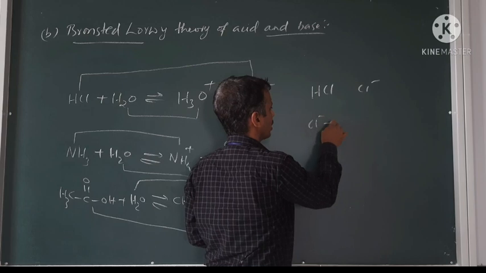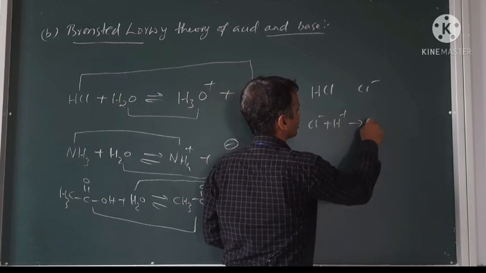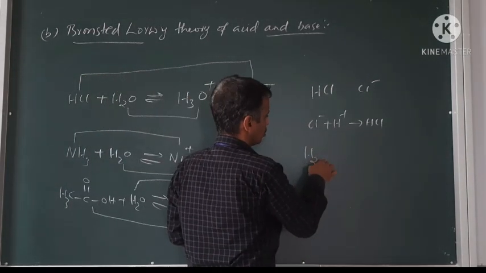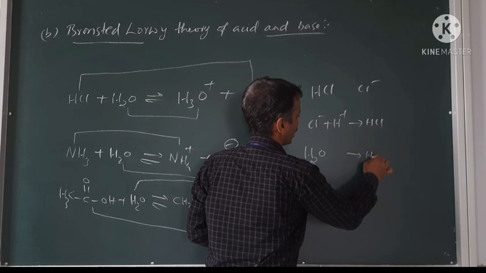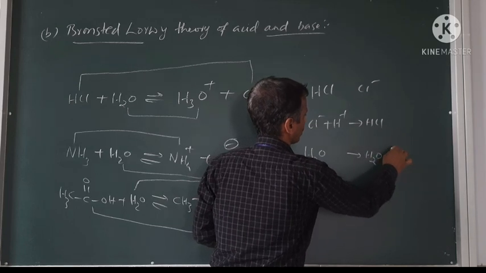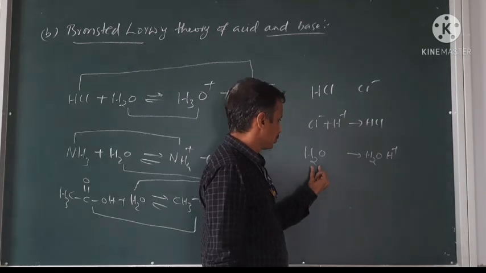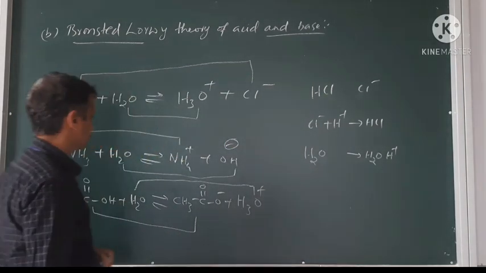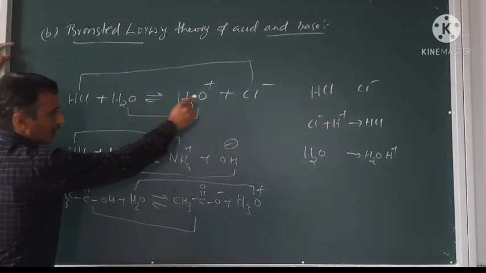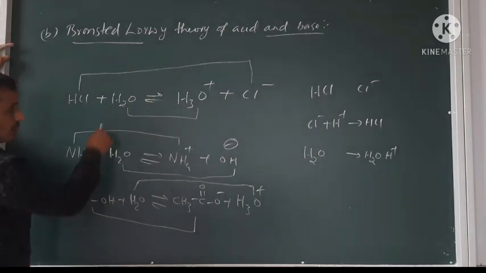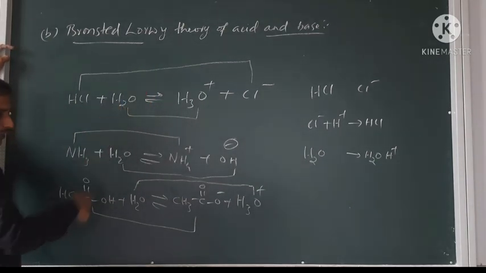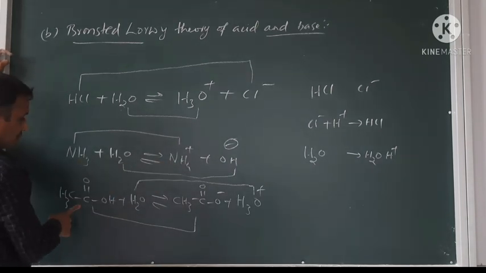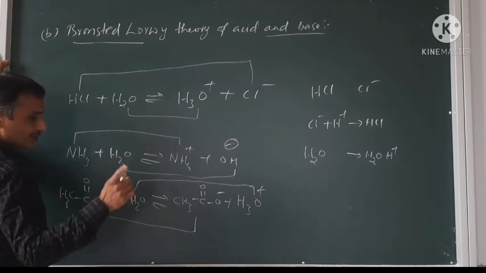For the Cl minus, if one H plus is added, I get HCl. On the other side, H2O and H3O plus, which is H2O plus H plus, differ by H plus ion. So HCl and Cl minus differ by H plus ion. Water and H3O plus also differ by H plus ion. NH3 and NH4 plus again differ by H plus ion. CH3COOH and CH3COO minus differ by H plus.